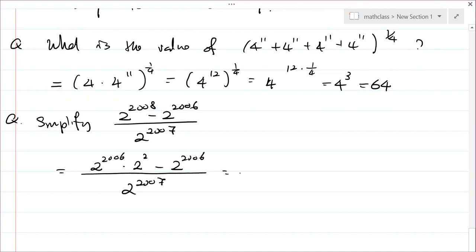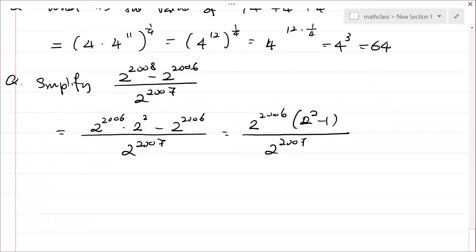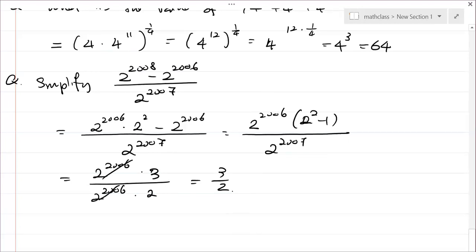So the numerator has a common factor here, 2 to the 2006. 2 squared minus 1 is 4 minus 1, so actually it's 3, right? And the denominator, you can write it like this, 2 to the 2006 multiplied by 2. 2 squared minus 1 is 3. So those two cancel out. It'll be 3 over 2. Yes. Good job.